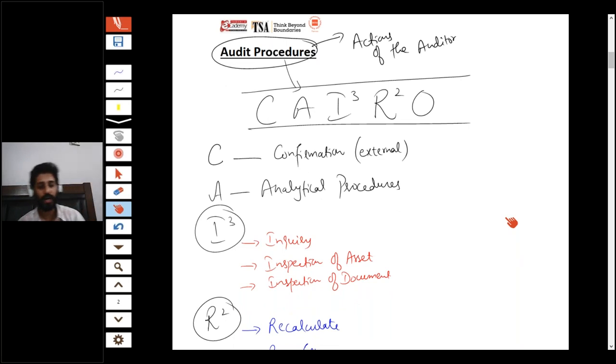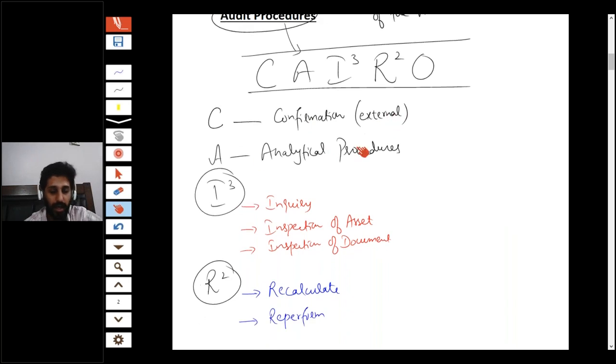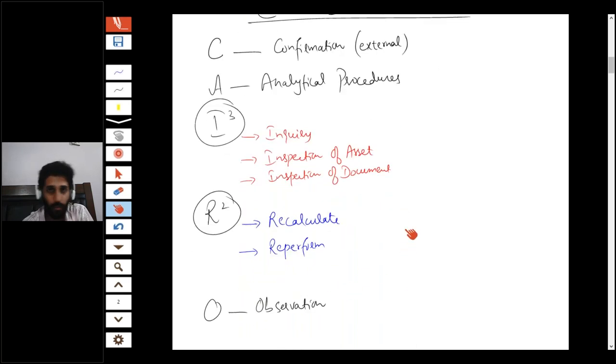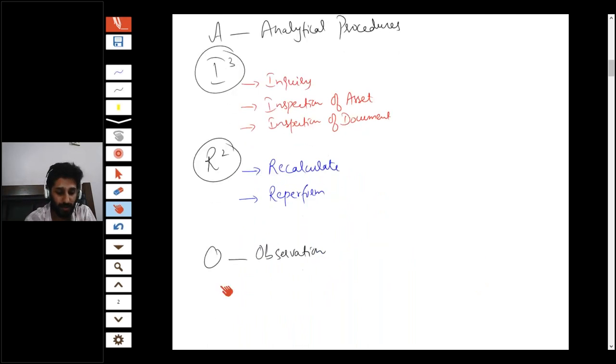Okay, now the Cairo is the audit procedure, right? C for confirmation, external. A for analytical procedure. I3, inquiry, inspection of asset, inspection of document. Recalculate, reperform, you probably might be aware of the audit procedures, and then is the observation.